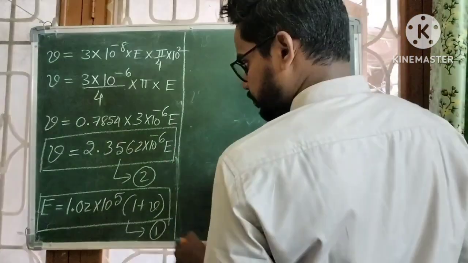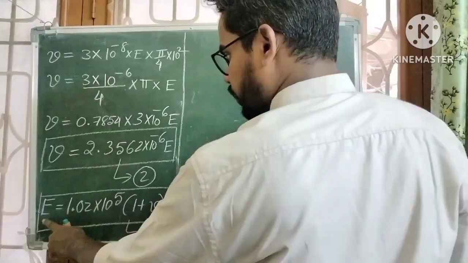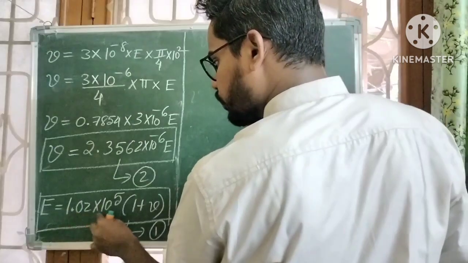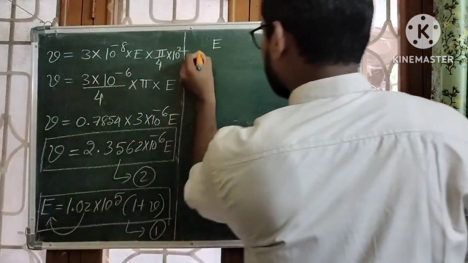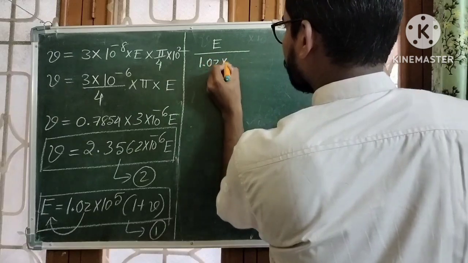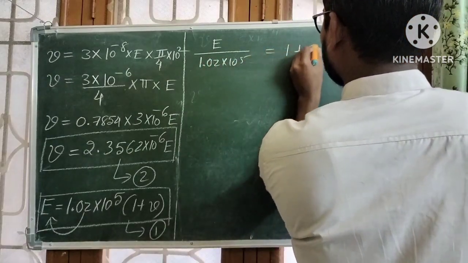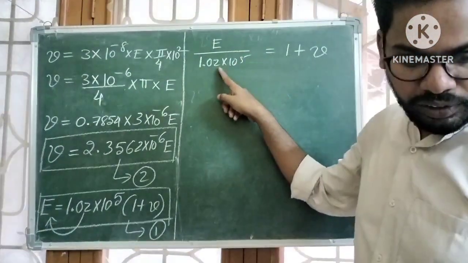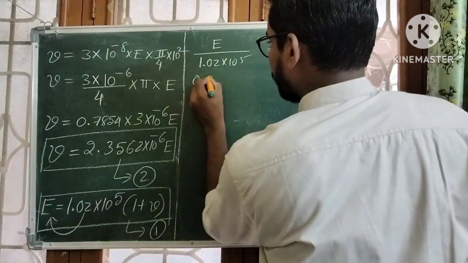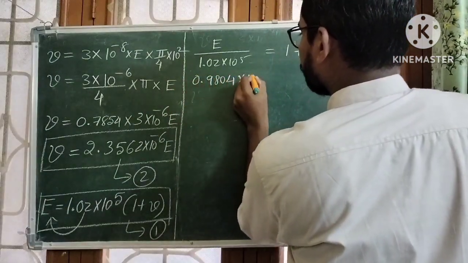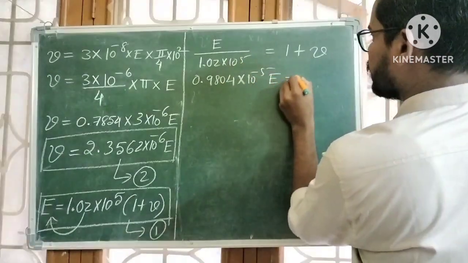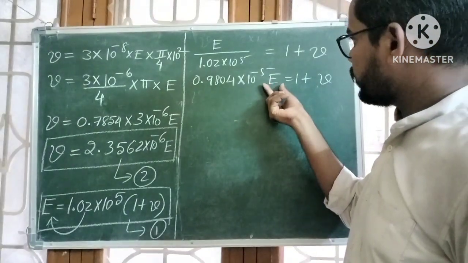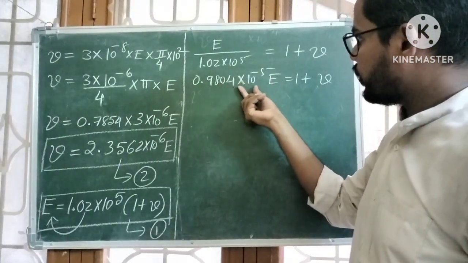So first of all, here E is equal to 1.02 into 10 to the power of 5, multiplication becomes division. You will get E by 1.02 into 10 to the power of 5, and at last you will get 1 plus mu. So if you simplify this 1 by 1.02 into 10 to the power of 5, you will get approximately 0.9804 into 10 to the power of minus 5 E is equal to 1 plus mu.